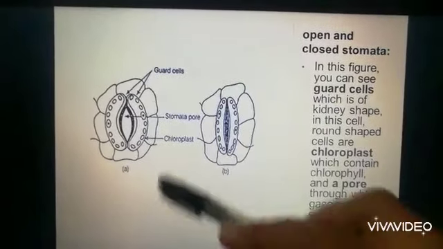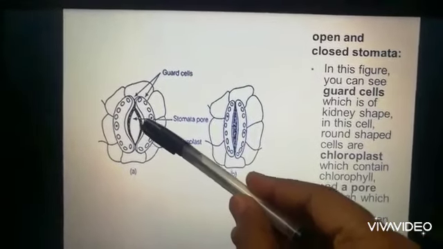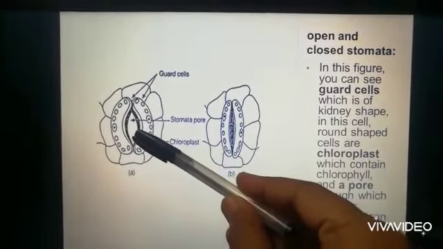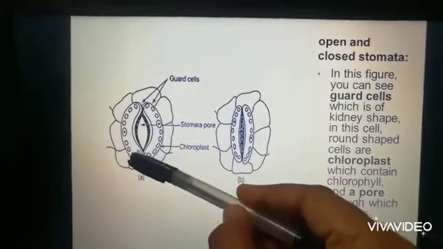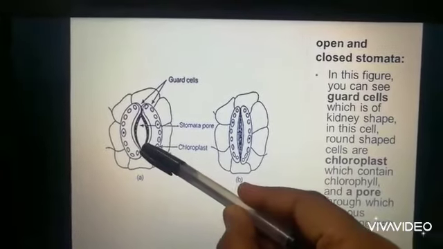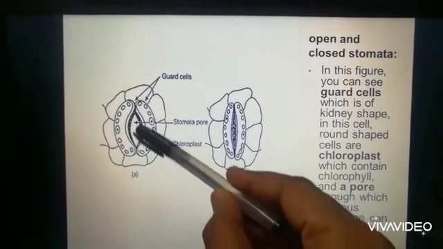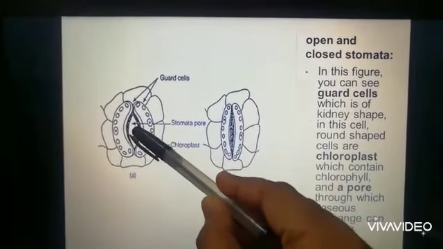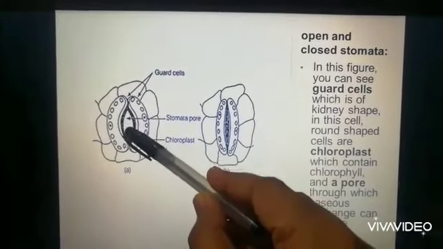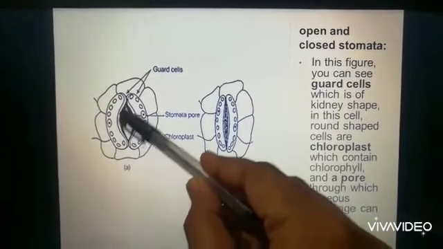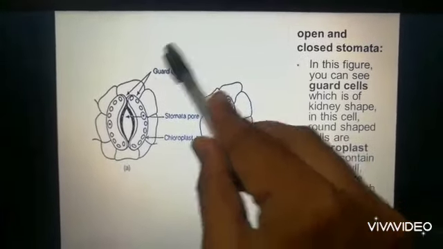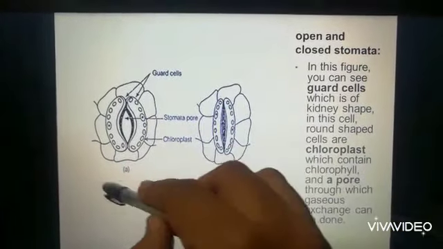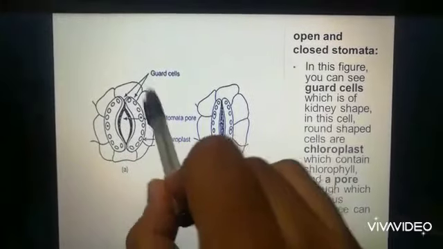Here there is a stomata pore. Pore means a space, a gap from which gaseous exchange will be done. If carbon dioxide is needed, then it will enter through here. If oxygen is produced, that will also come out from this pore only. So these are called as stomata. Stomata are surrounded by the guard cells.